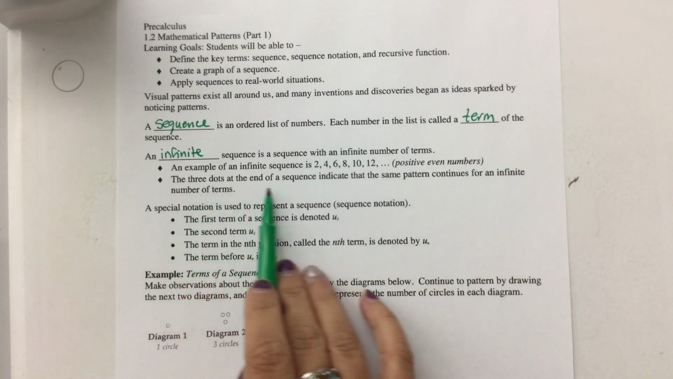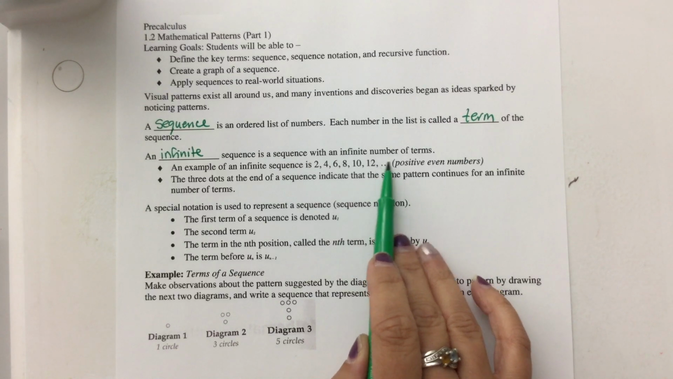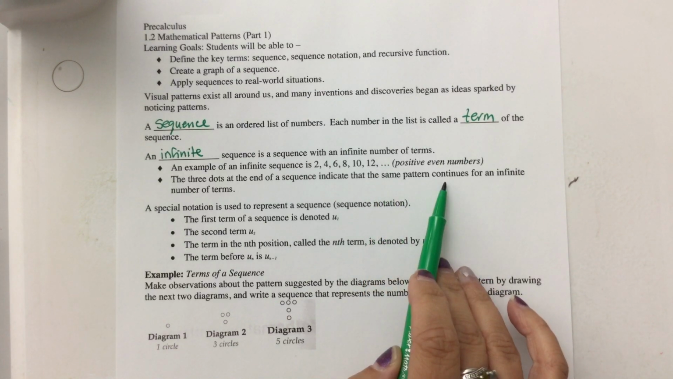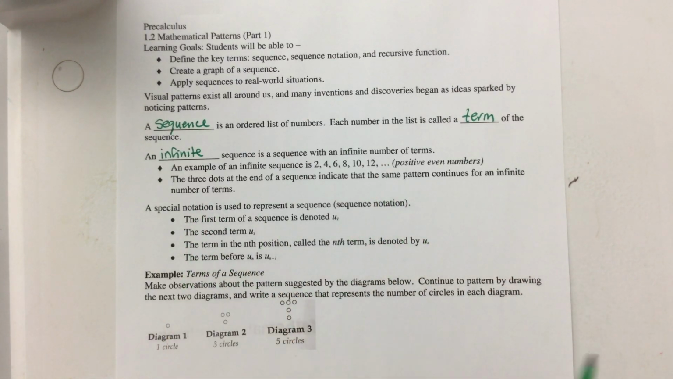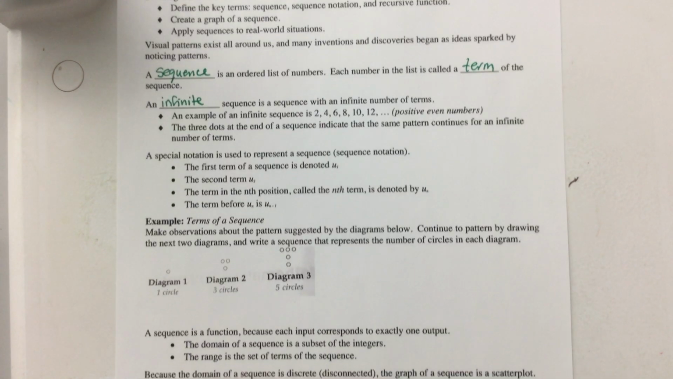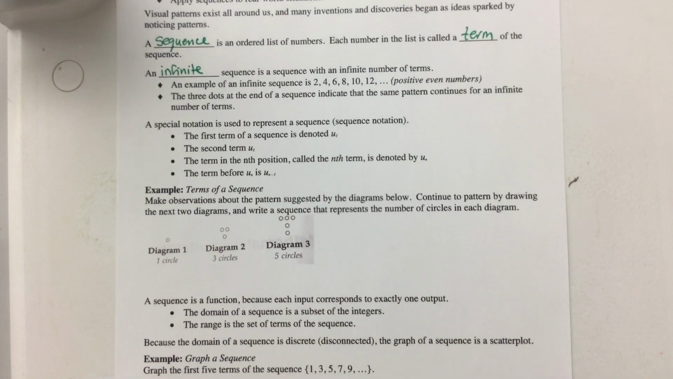The 3 dots at the end of a sequence indicate that that same pattern continues for an infinite number of terms. Here are special notations that we are going to work with when working with sequences in general.